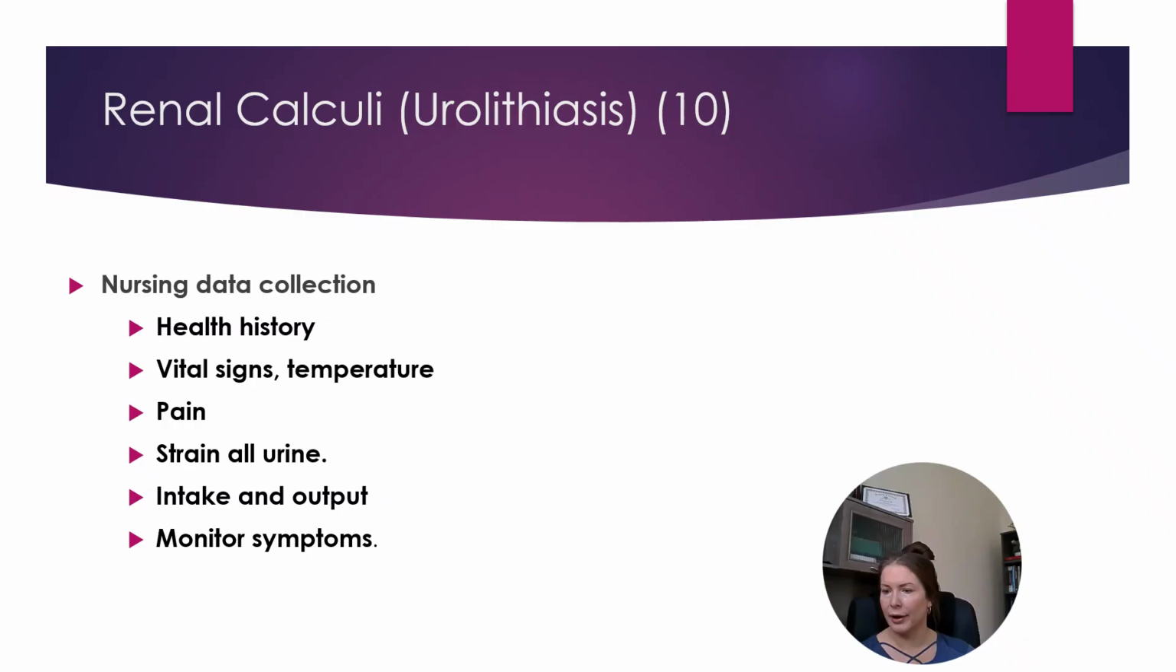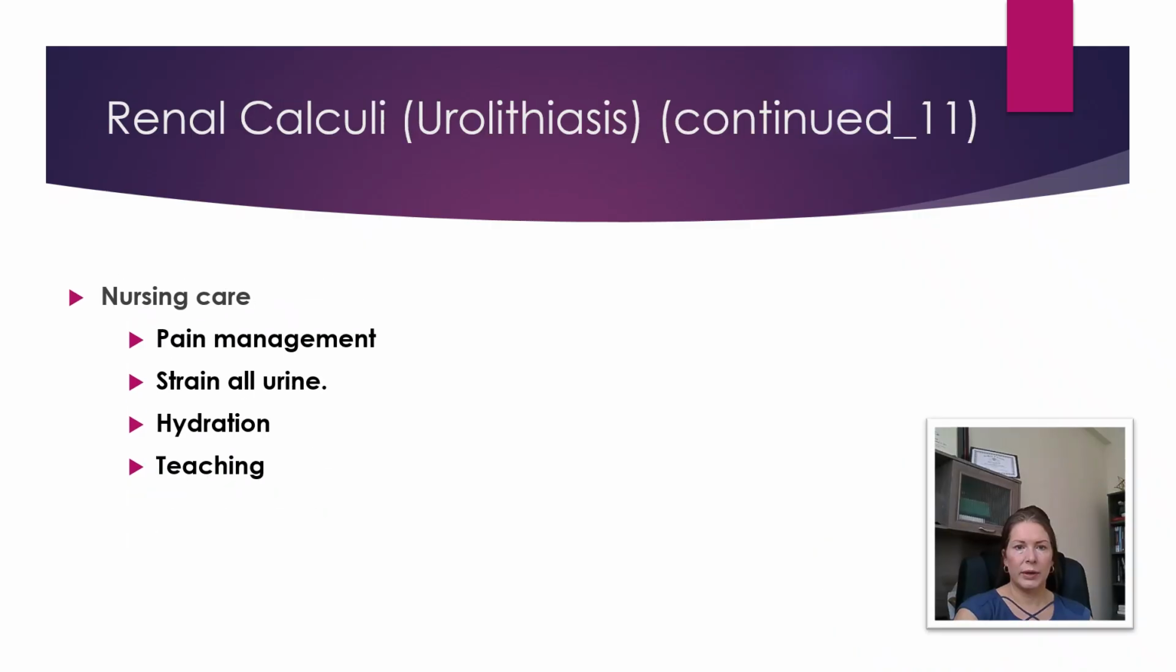So next we have our nursing data collection. We want to take a good health history, get their vitals, have a good temperature on them. Okay, this is somebody that you actually want their true temperature, pain, strain all their urine. Like I said, you have that little like oil change cup strainer looking thing. Then we want to monitor their intake and output and monitor their symptoms they're experiencing as well. Our nursing care, we want to, of course, manage their pain, strain all that urine, teaching good hydration, and teaching how to prevent the stones as well.